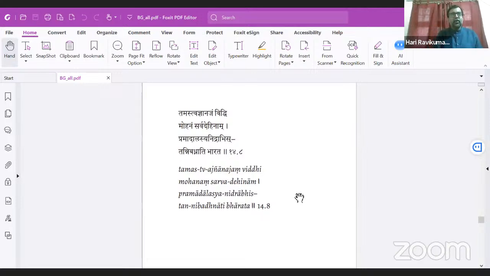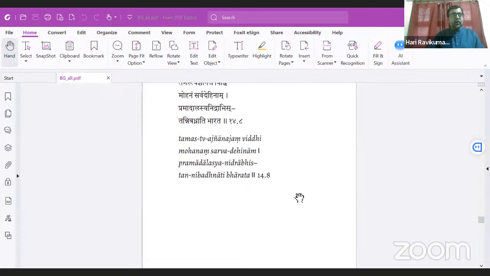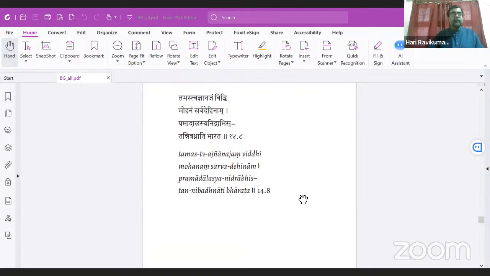Tamastvajnanajam vidhi mohanam sarvadehinam pramadalasya nidrabhihi tan nibadhnati bharata. So tamas, which is born of ignorance and delusion, makes a person careless, lethargic and sleepy. Bharata.